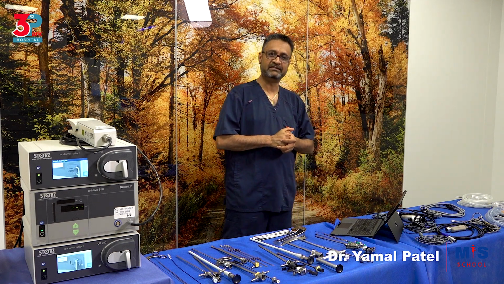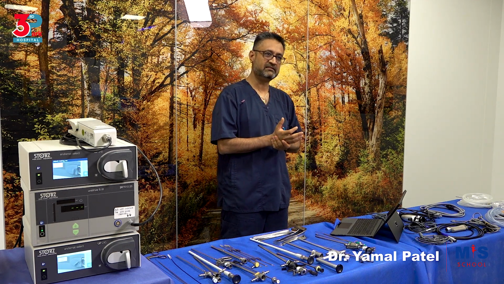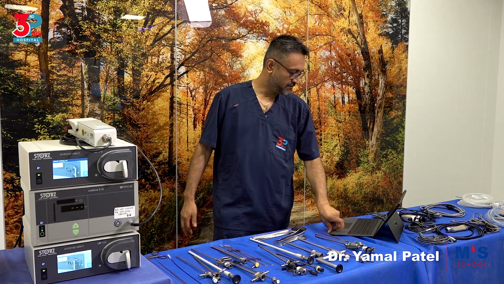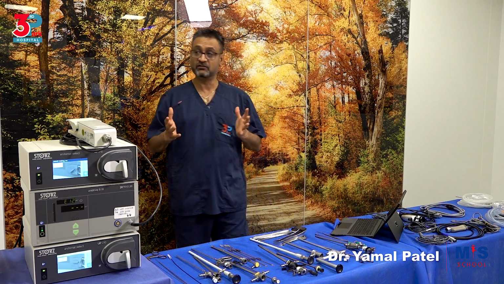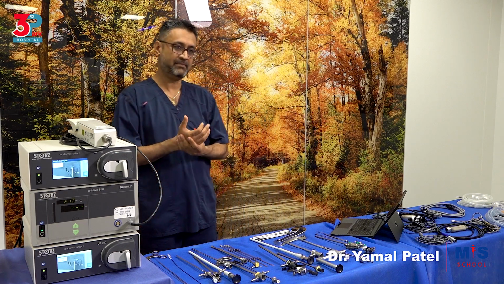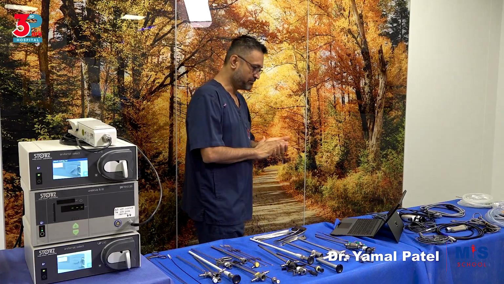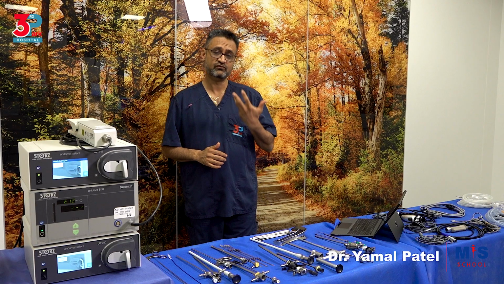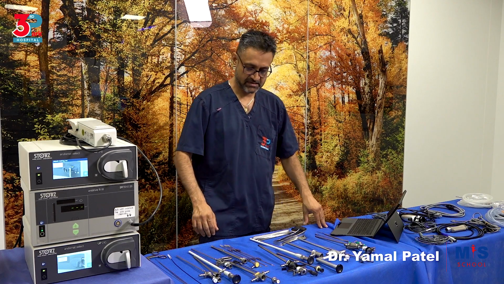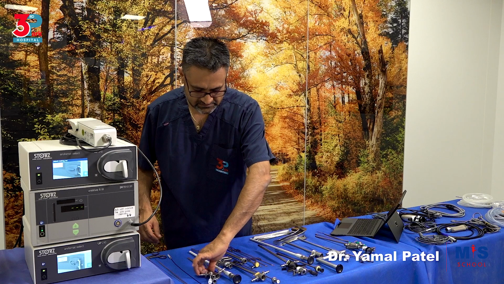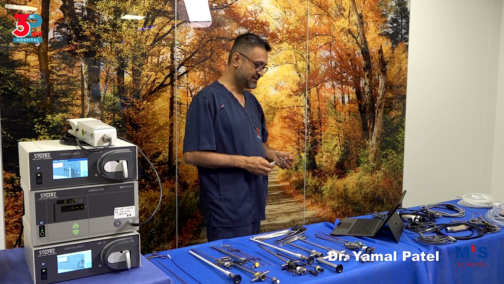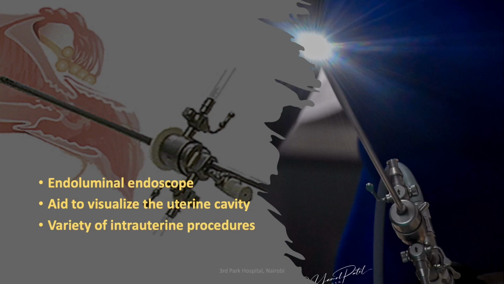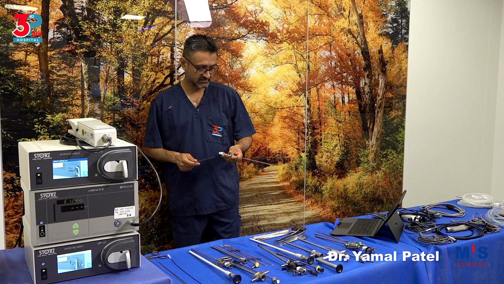Talk on hysteroscopy setup, equipment, instruments, and the OR arrangement. So we're going to start off with the basics of hysteroscopy setup and equipment. What is hysteroscopy? It's an endoluminal endoscope that aids to visualize the uterine cavity. So we have to view the internal aspect of the uterine cavity, and it can be used for a variety of intrauterine procedures.